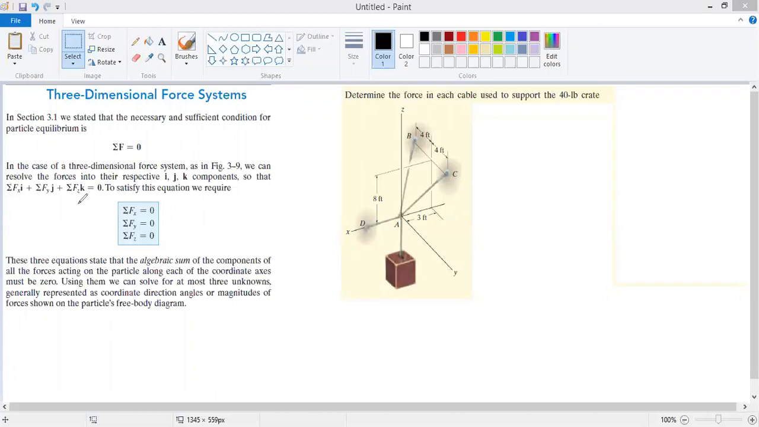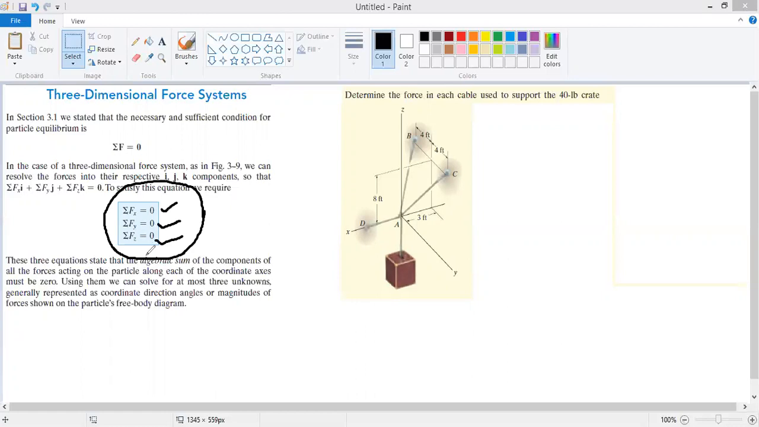So at that time it's necessary for us that for the equilibrium of a particle, the summation of the force along x-axis should be zero, the summation of force along y-axis should be zero, and the summation of force along z-axis should be equal to zero. So this is what we call a three-dimensional force system, okay. So for the equilibrium of a particle in three-dimensional force system, the summation of forces along x, along y, and along z direction should be equal to zero.